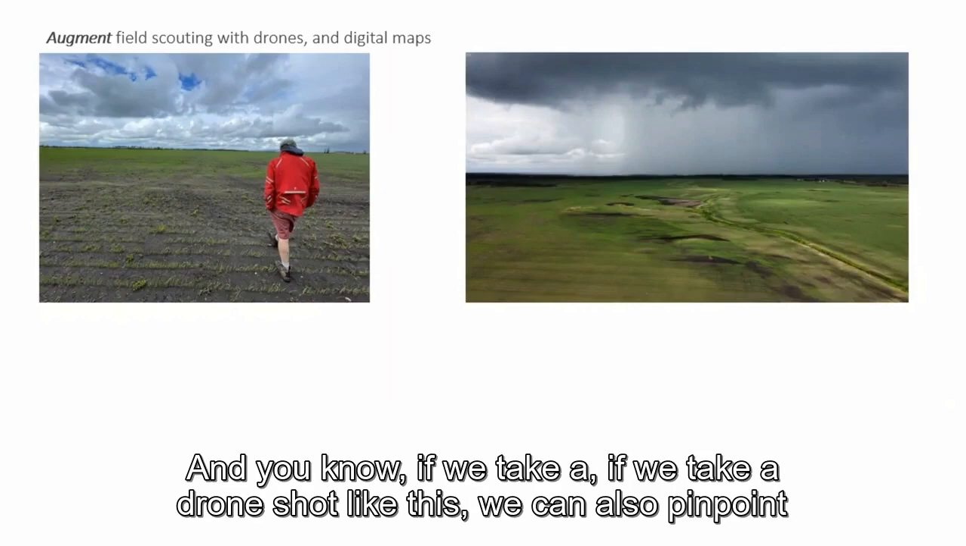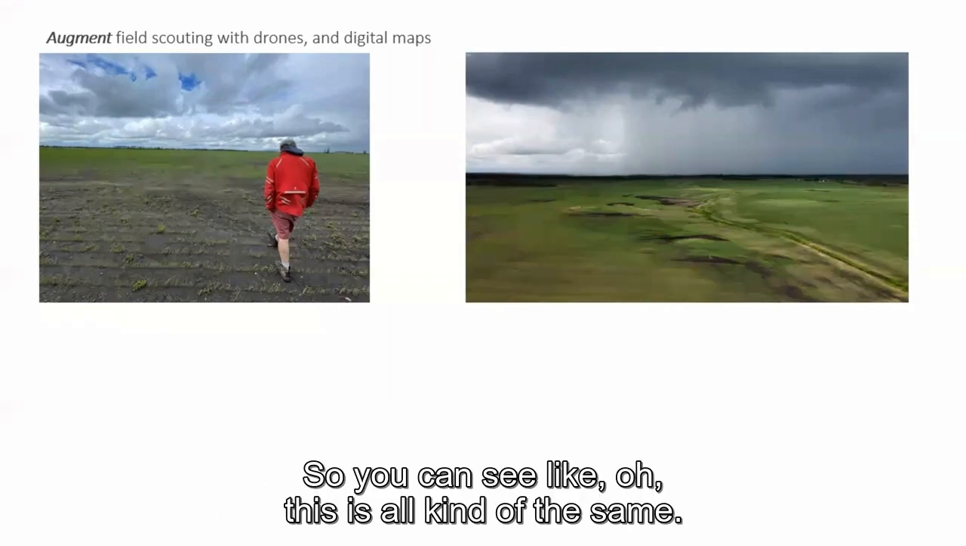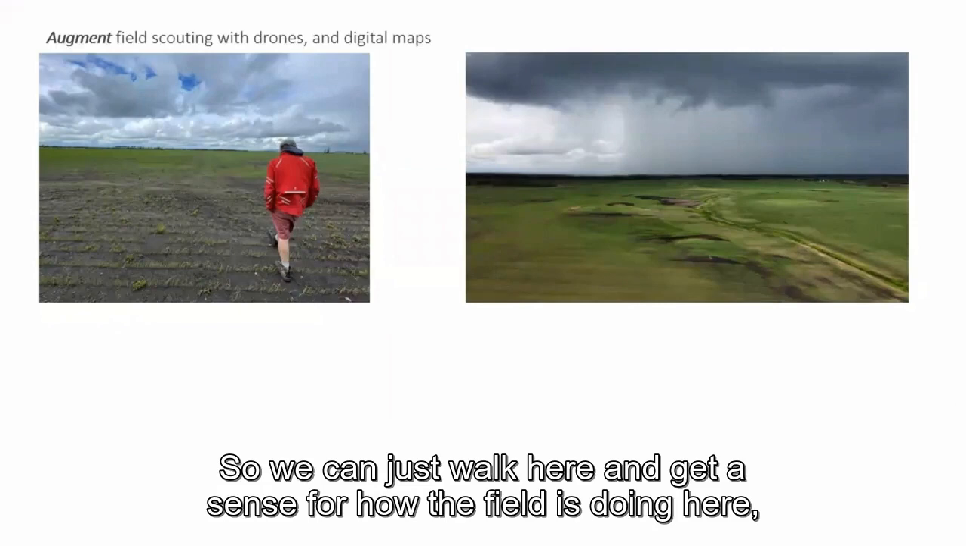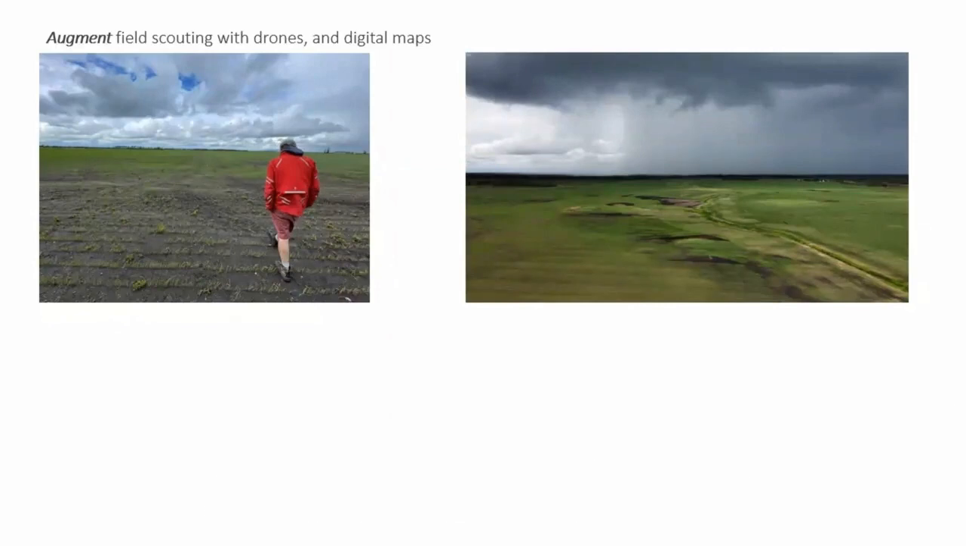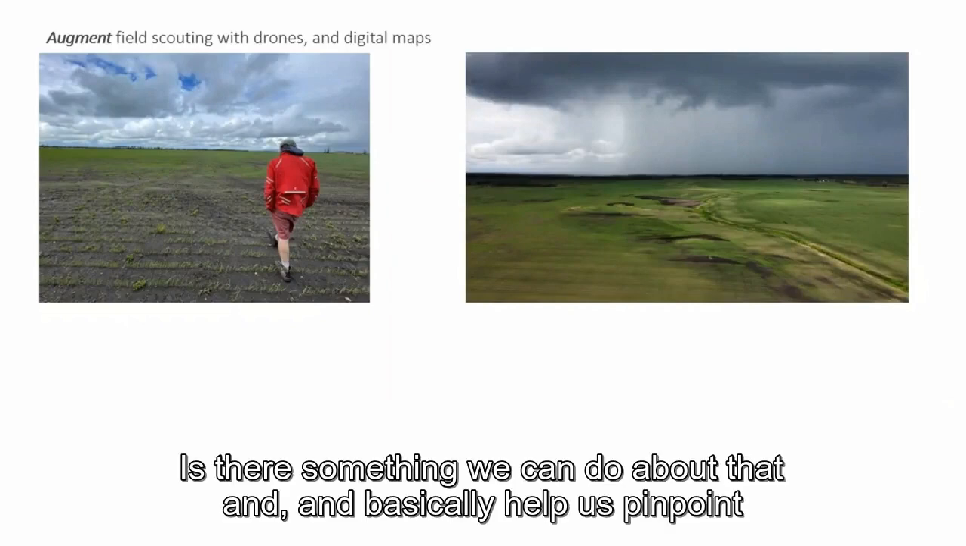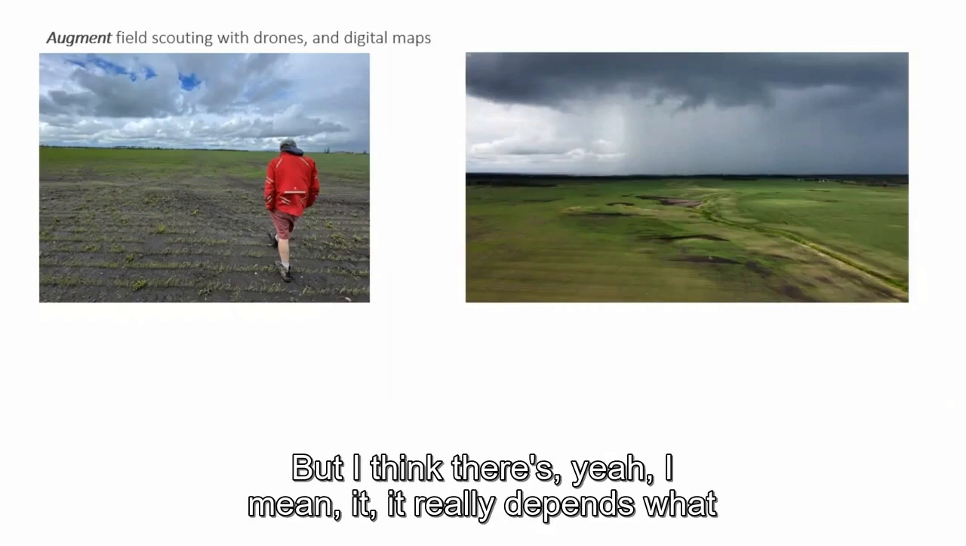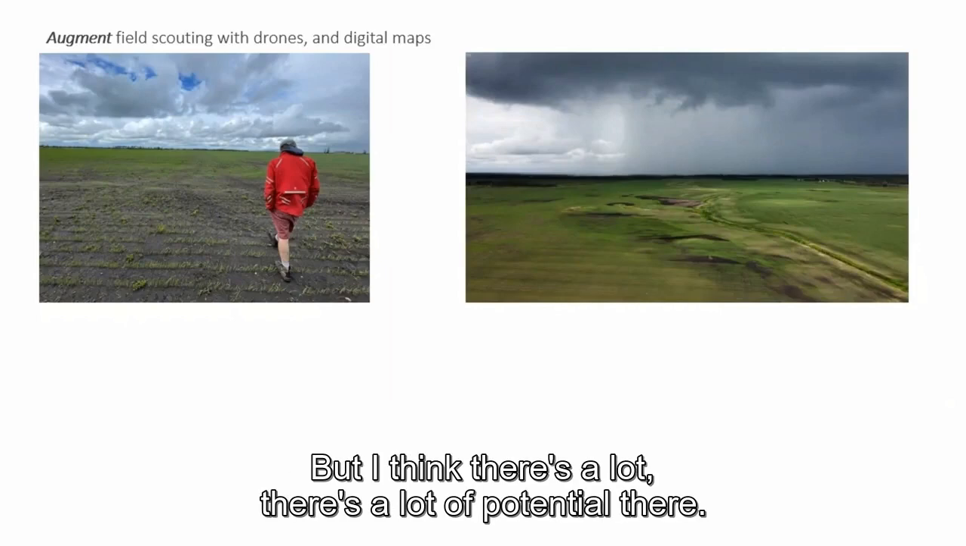And if we take a drone shot like this, we can also pinpoint how we're going to scout this field. You can see, oh, this is all kind of the same, so we can just walk here and get a sense for how the field is doing. And then what's going on here where there's a weak patch? Is there something we can do about that? It basically helps us pinpoint how to sample or where to walk to get a sense of the field. But I think it really depends what system you're in, I suppose. But I think there's a lot of potential there.